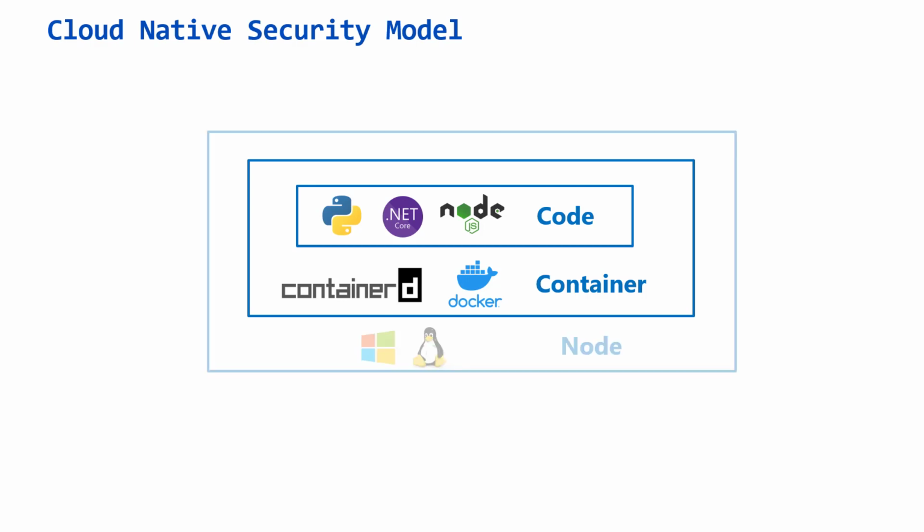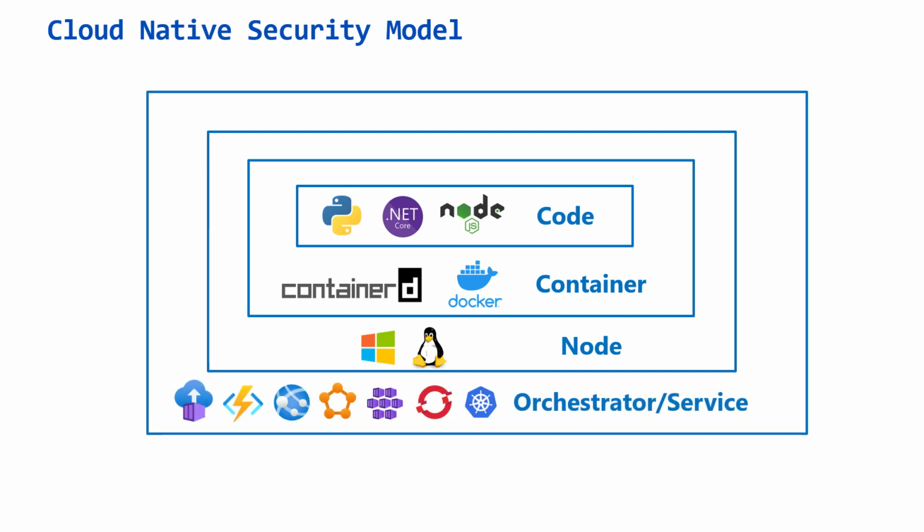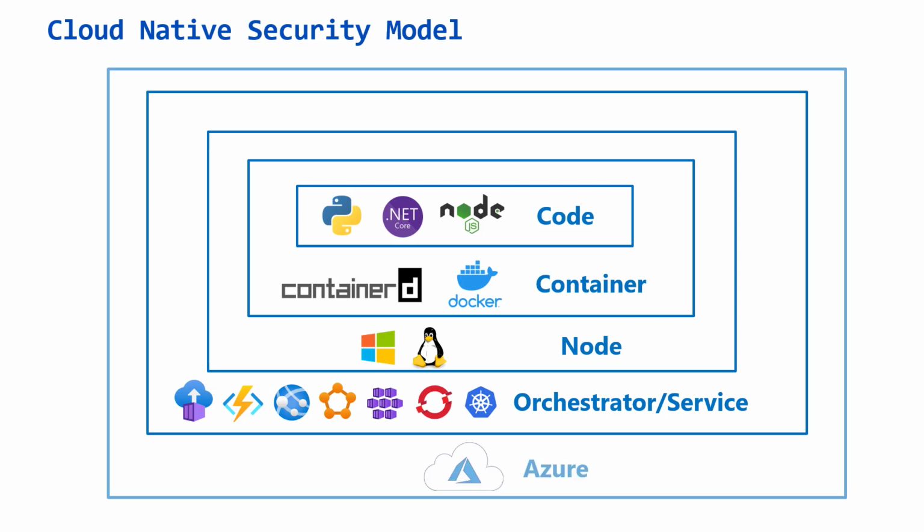The container is running inside a node or a cluster of nodes, and the node or cluster of nodes is managed by an orchestrator or by an Azure platform service. Services like Azure Web App, Azure Container Instance, and Azure Functions allow us to run containers natively, directly on them, without having an orchestrator. And all of this is hosted on a cloud platform. So this is what we're talking about.